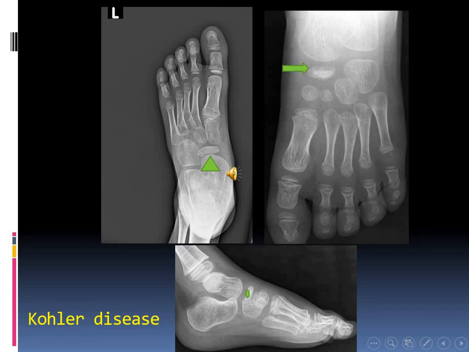In the foot, the navicular bone, which is shown here, is also susceptible to the same process. This disease is called Kohler disease, and if we describe this plain X-ray, we can say this plain X-ray shows abnormal, dense bone which is seen just in the area of the foot. It is located in the navicular bone region, so this represents avascular necrosis involving the navicular bone, called Kohler disease.